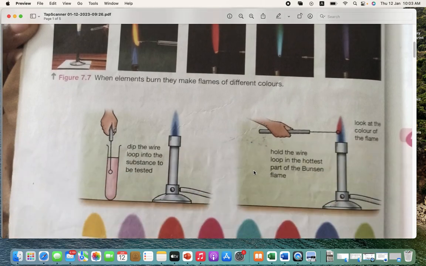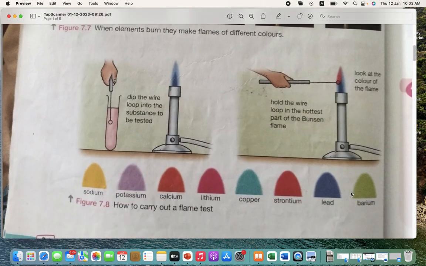Look at it here. Oh yeah, the top looks like it was burning. Yeah, like a white line. Look at it. Okay, now let's say you dip the wire loop into the substance to be tested.